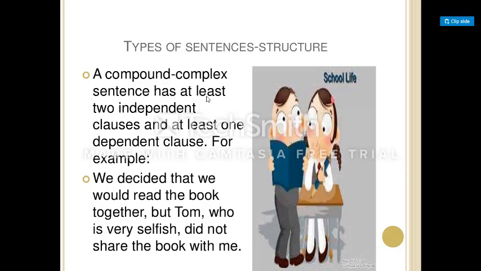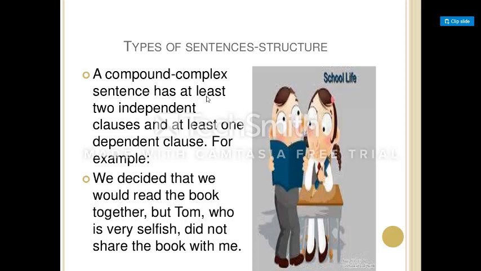And we also discussed a compound sentence. A compound sentence is a sentence which has two independent clauses joined by coordinate conjunctions. Coordinate conjunctions, I have given you a formula, that is FANBOYS. Just keep it written in your mind.